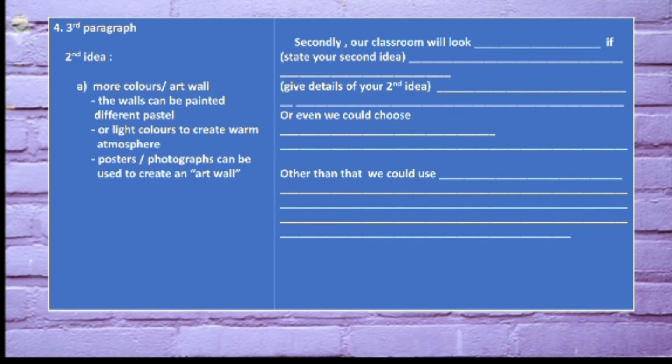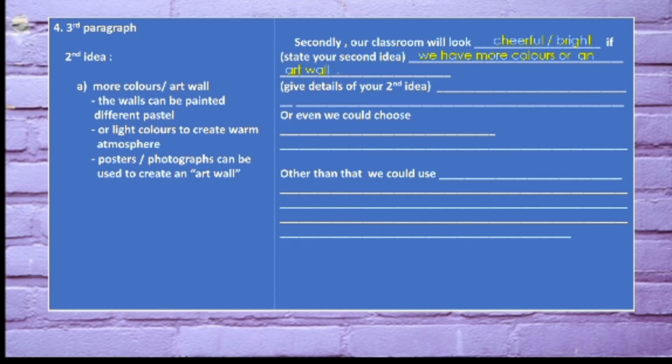Secondly, our classroom will look, so you need to choose a word or a phrase that can explain about room or color. So here is referring to the more color or art wall, and then you can write, secondly, our classroom will look bright or cheerful. Okay, you can choose bright or cheerful. Now you need to state your second idea. So the second idea here is more color or art wall, and then we can write, if we have more colors or an art wall.